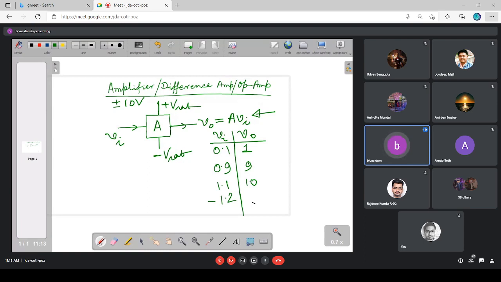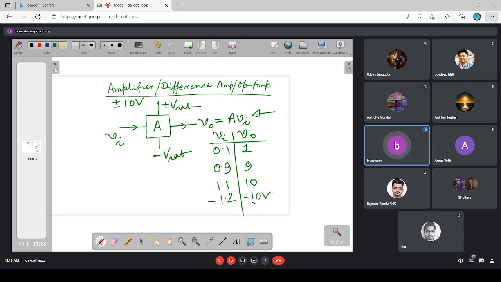Similarly, when the input is minus 1.2 volt, what is the expected output? Minus 12 volt. But this negative output voltage must be derived from the negative DC supply that I have provided. What is the level of the negative DC supply? Minus 10 volt. So I cannot get anything at the output beyond minus 10 volt. The output will once again be clamped to minus 10 volt.